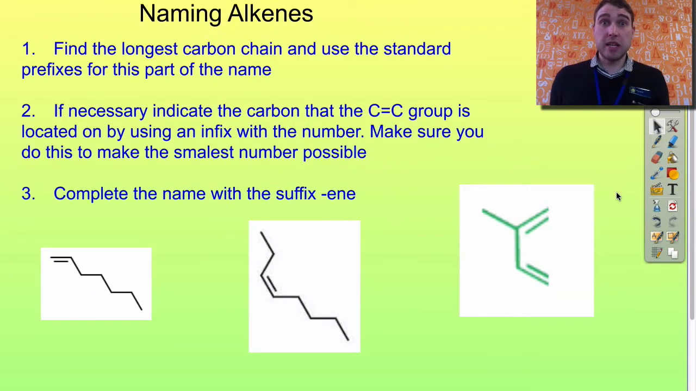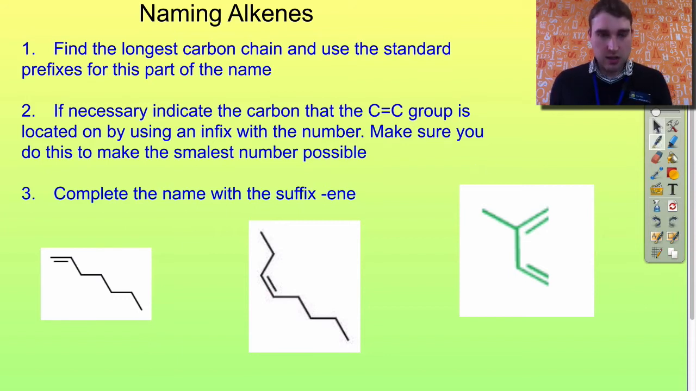When it comes to naming alkenes, we follow the rules that we have so far with just a few little bits and pieces. So find your longest chain. You need to indicate which carbon the double bond starts on, if you need to, sometimes you don't need to, and the suffix is "-ene". You indicate which carbon it's attached to with an infix. So let's have a look at some examples.